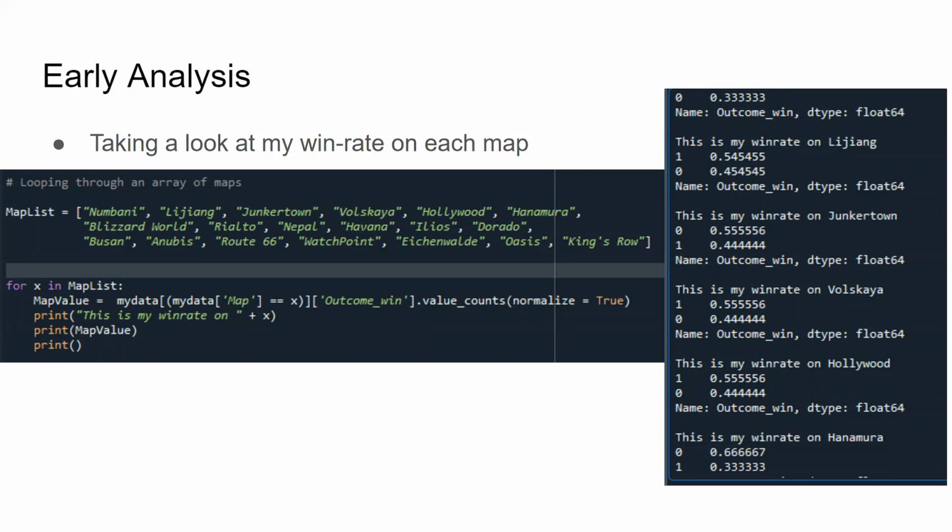So some early analysis I did, I just made an array of all the different maps that there could be. 19 maps are currently in the competitive rotation, so that's what we have. And I just looped through them and calculated the win rates for each of them. I'm not going to show you the whole list. It's not particularly interesting just to look at win rates. I was just doing it to get an idea of where we were at, and it's not super surprising. A lot of them are close to 50%. Some of them are a little under or over. You'll see later on.